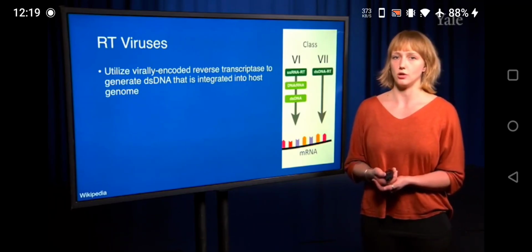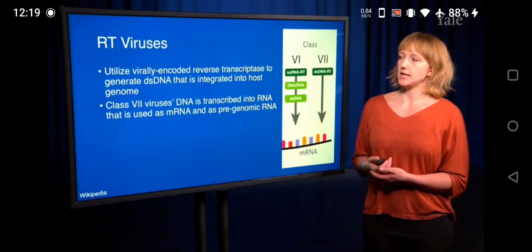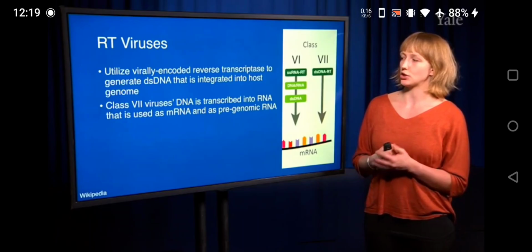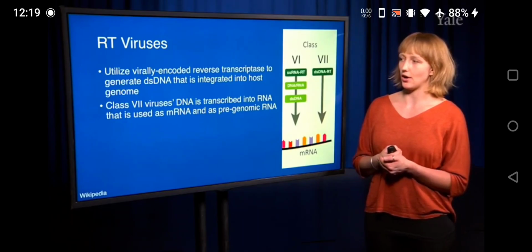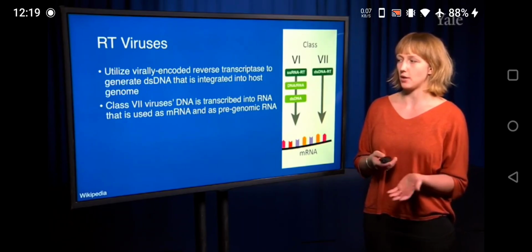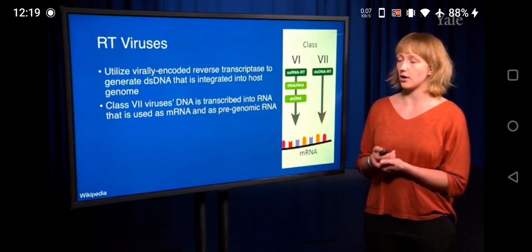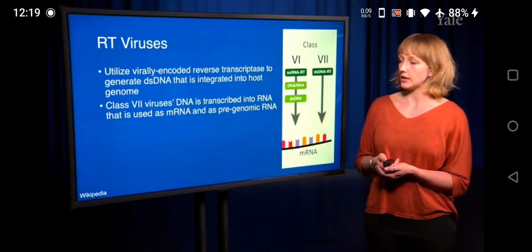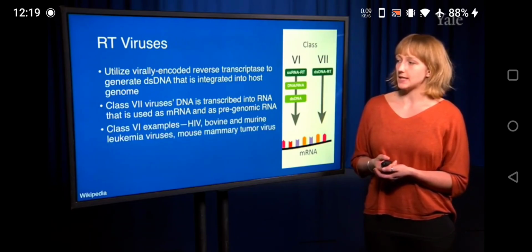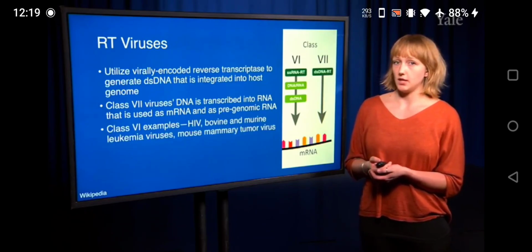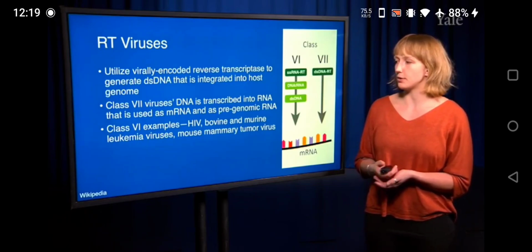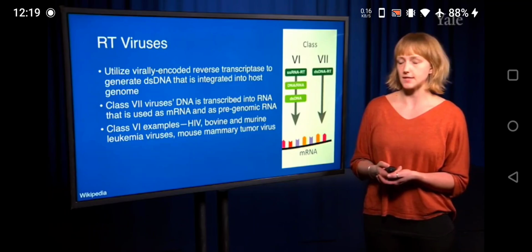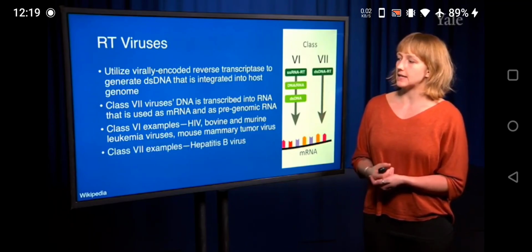So class 7 viruses' DNAs are, as I said, initially transcribed into RNA that is then used as mRNA and as pre-genomic RNA, and this will be the template for reverse transcription. Some examples of class 6 viruses are HIV, most infamously, as well as bovine and murine leukemia viruses and mouse mammary tumor viruses. And class 7 examples include hepatitis B virus.